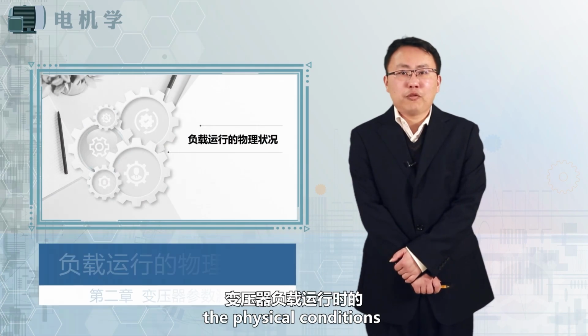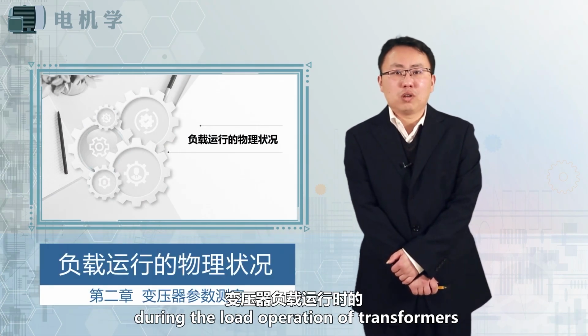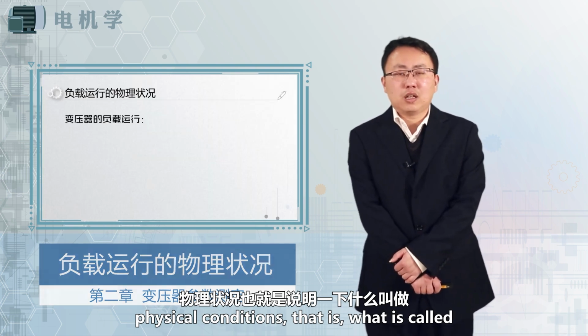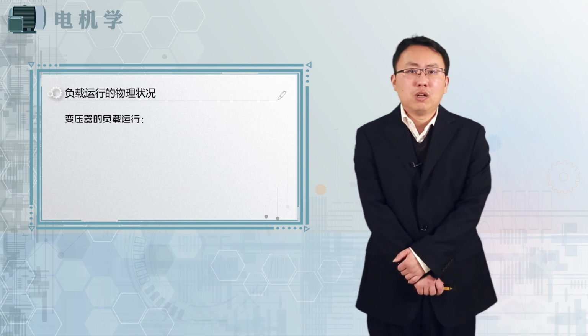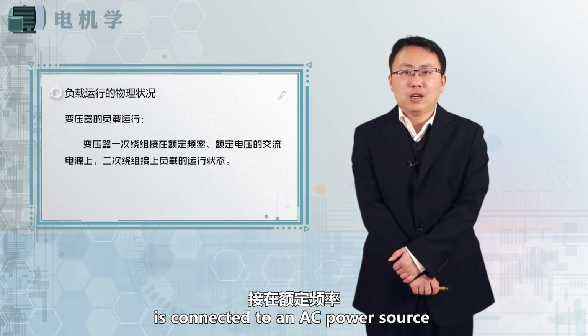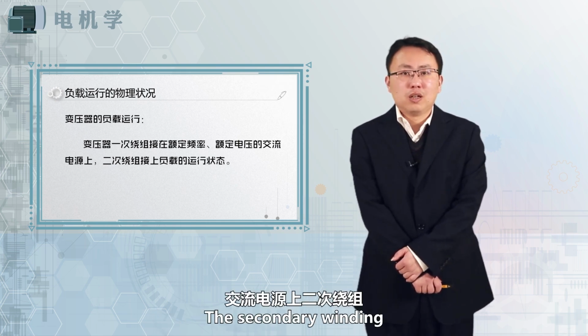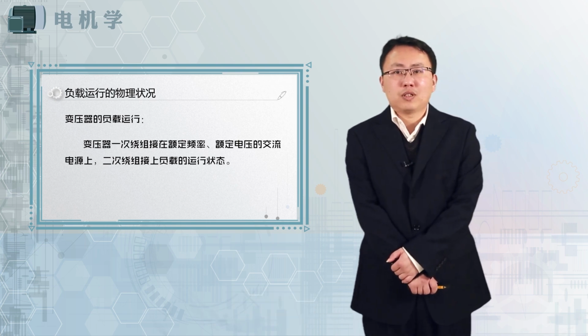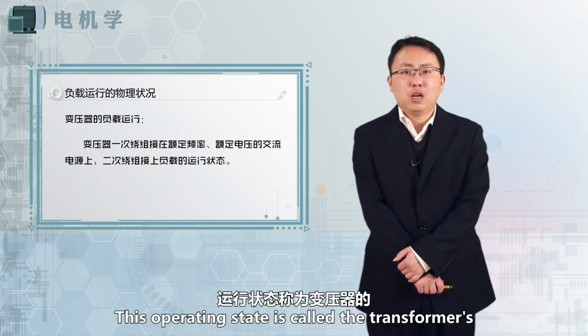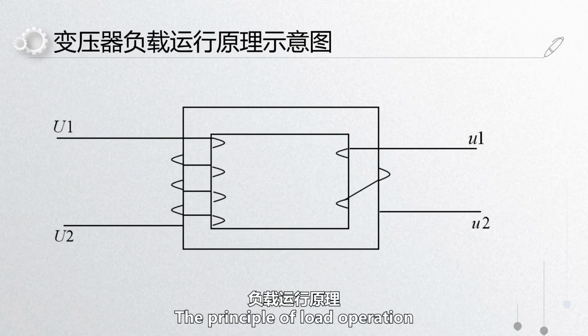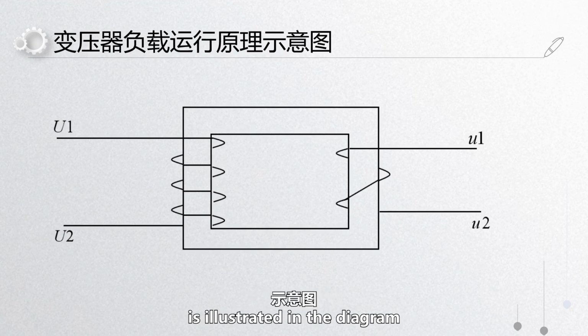First, let's look at the physical conditions during the load operation of transformers. What is called the load operation of transformers? The primary winding of the transformer is connected to an AC power source with a rated frequency and a rated voltage. The secondary winding is connected to a load. This operating state is called the transformer's load operation. The principle of load operation is illustrated in the diagram, as shown.